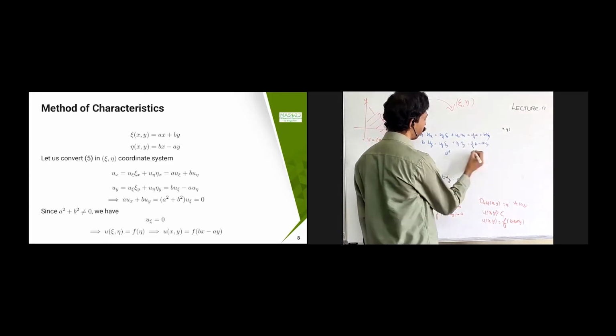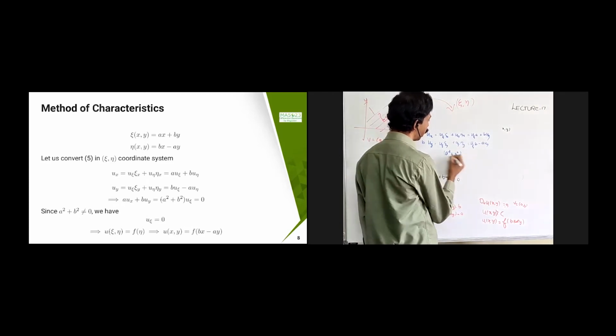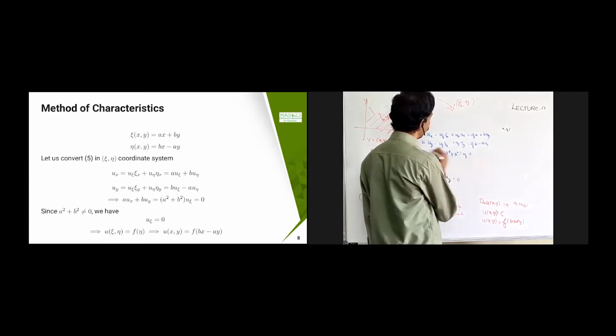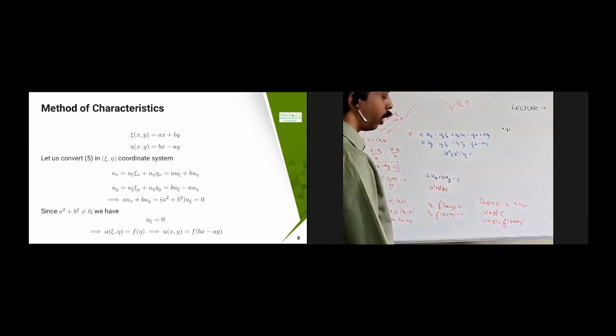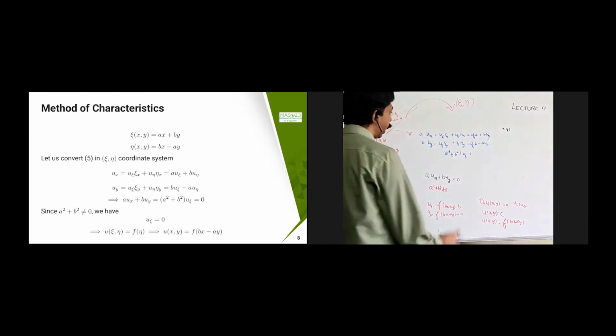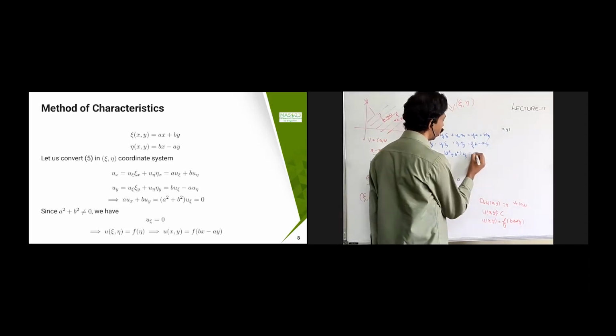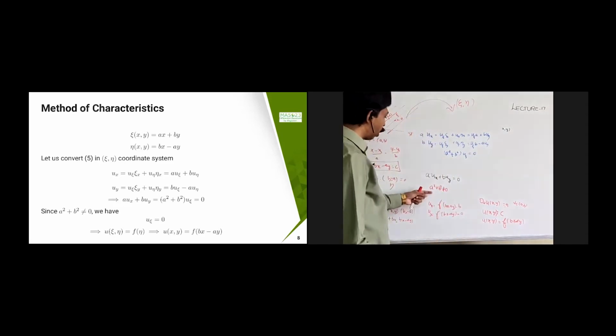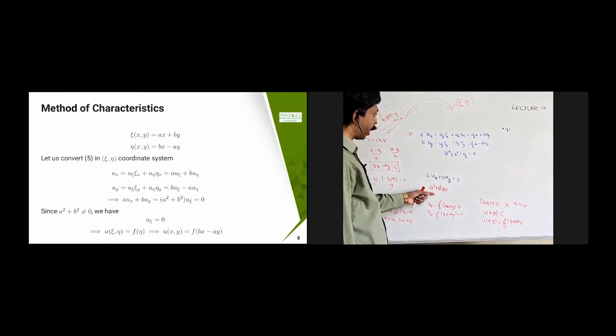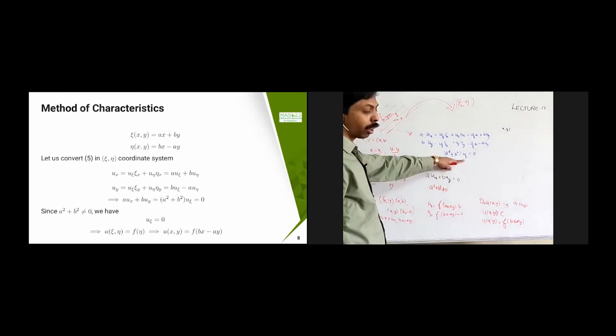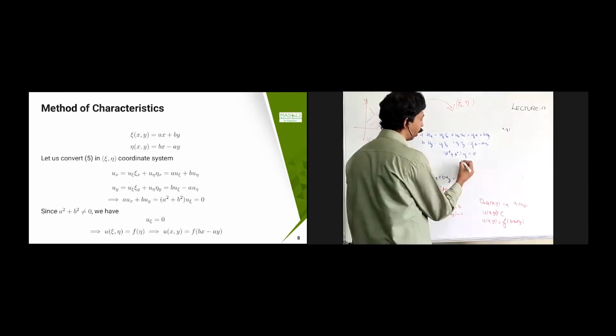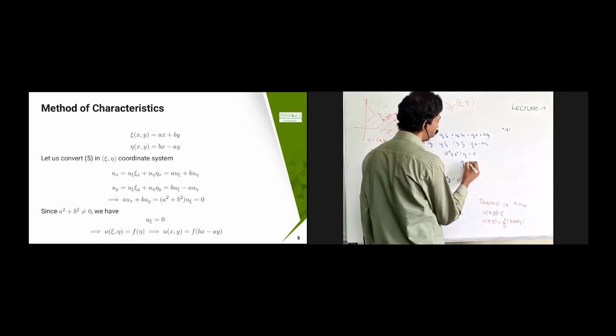I can just sum it up together. a square plus b square into u chi, plus again here this is going to become ab and minus ab. They are going to get cancelled. Therefore, you are going to get only a square plus b square into u chi equal to 0. Now you remember that I have chosen my a square plus b square not equal to 0. Therefore, only this is going to become 0. Therefore, what you are going to get? You are going to get u chi equal to 0.